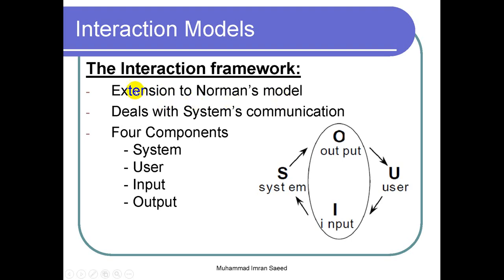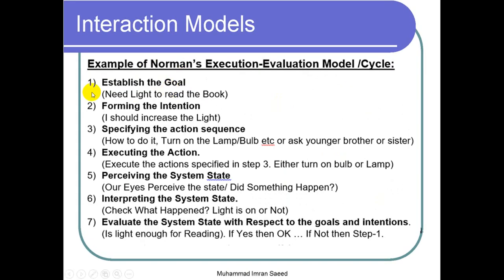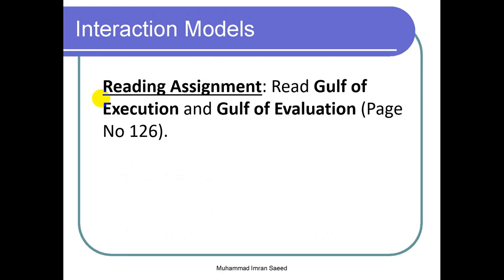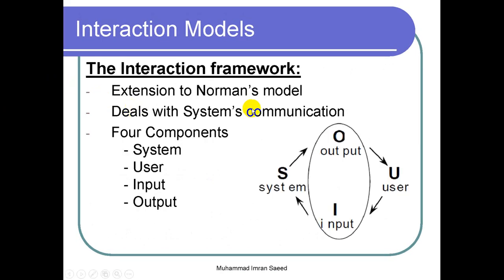Why and how did we need that extension? In Norman's model, we are only talking about the human, how he makes the goal, how he forms the intention, how he specifies. So there is no part of the system, no part of the computer. So now check. It is an extension to the Norman model, and it also deals with the system's communication, how the system replies, responds, performs some output or gives some output.